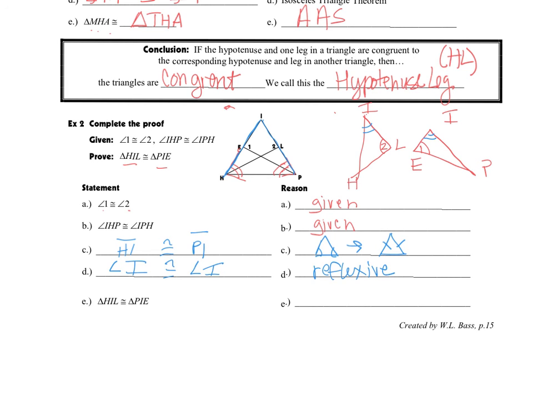Now, if we go to look at what we have as far as our triangles go, we now can say that these two triangles are congruent because if we have an angle congruent, and a side congruent.